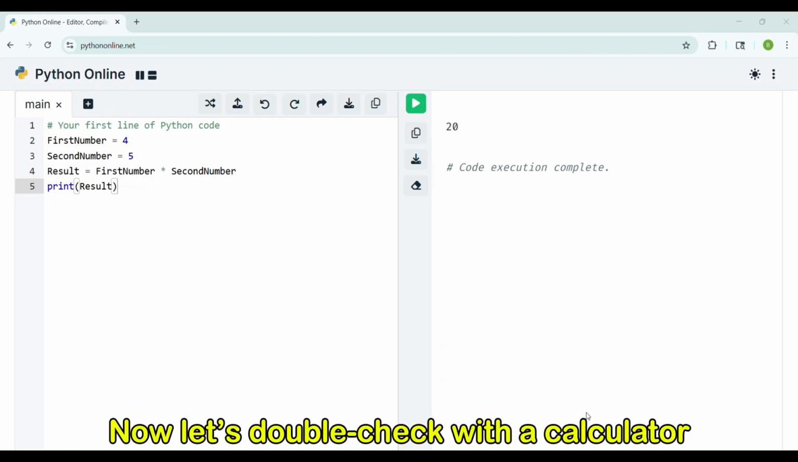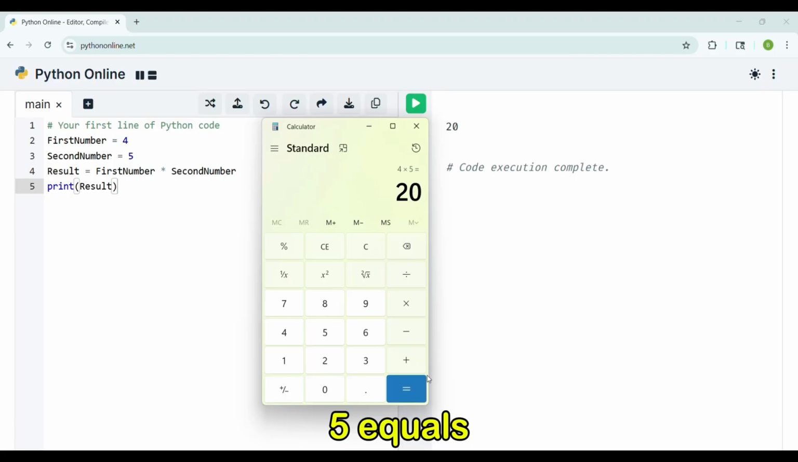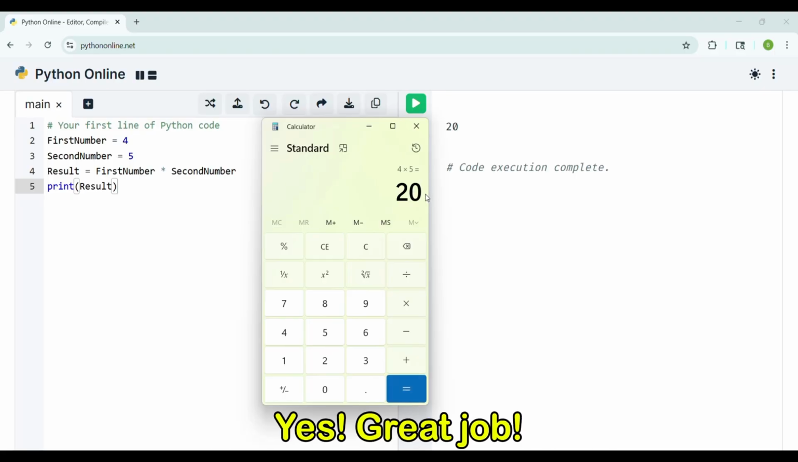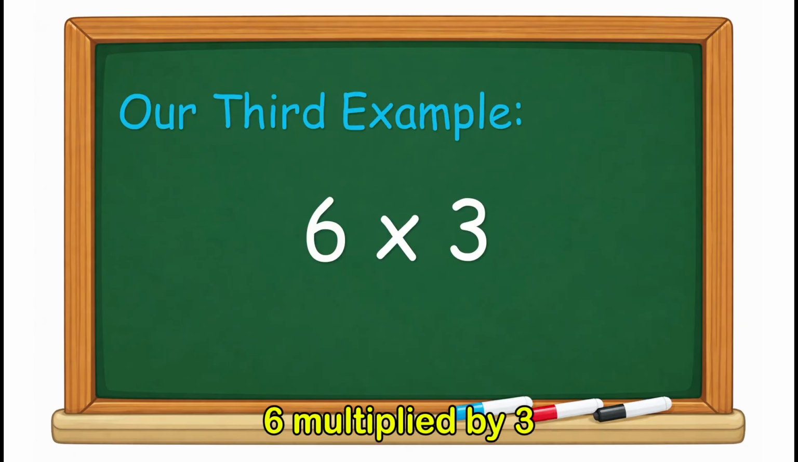Awesome. Now let's double check with a calculator. So 4 multiplied by 5 equals 20. Do the 2 answers match? Yes! Great job! Now, our third example is 6 multiplied by 3.